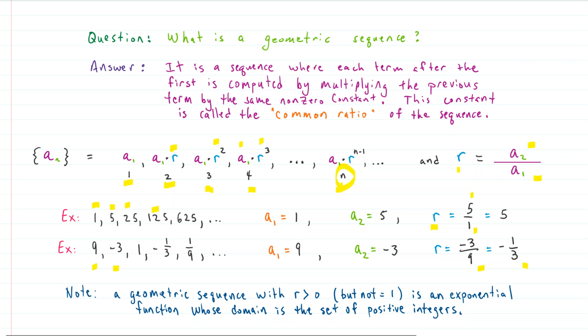So if the ratio is negative, then you'll see an alternating sign, positive, negative, and so on. And just a note, a geometric sequence with the common ratio r bigger than 0, but not equal to 1, is an exponential function whose domain is the set of all positive integers.